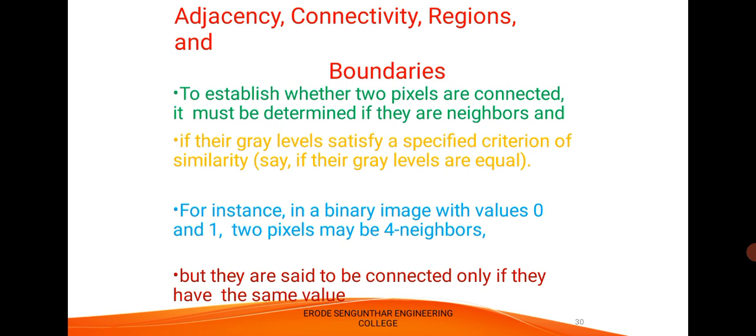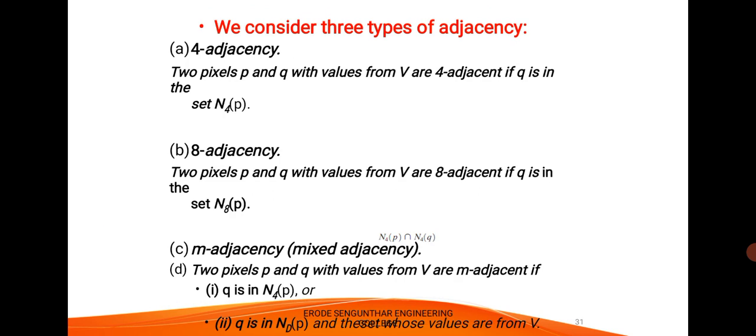Apart from neighbors like n4 of p, nd of p and n8 of p, we have adjacency, connectivity, regions and boundaries. To establish whether two pixels are connected or not, it is determined whether they are neighbors and whether their gray levels satisfy a specific criterion of similarity, say the gray levels are equal. For example, in a binary image with values 0 and 1, two pixels may be four neighbors, but they are said to be connected only if they have the same value. We have three types of adjacency: 4 adjacency, 8 adjacency, and M adjacency.